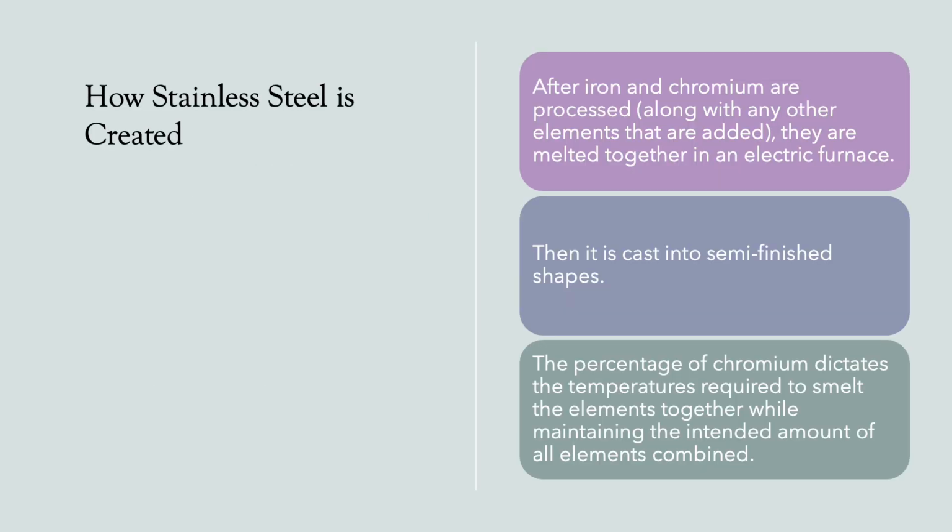How stainless steel is created. After iron and chromium are processed, along with any other elements that are added, they are melted together in an electric furnace. Then it is cast into a semi-finished shape. The percentage of chromium dictates the temperatures required to smelt the elements together, while maintaining the intended amount of all elements combined.